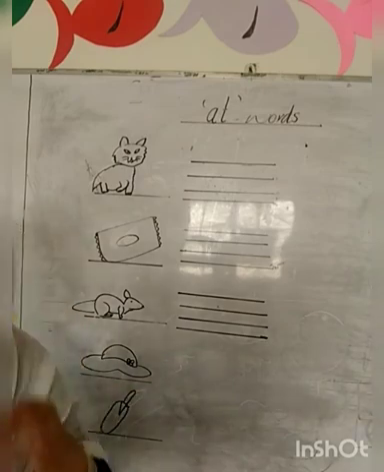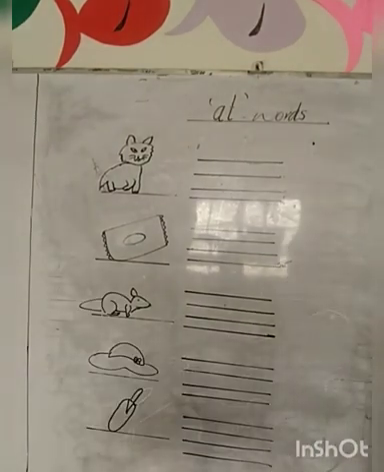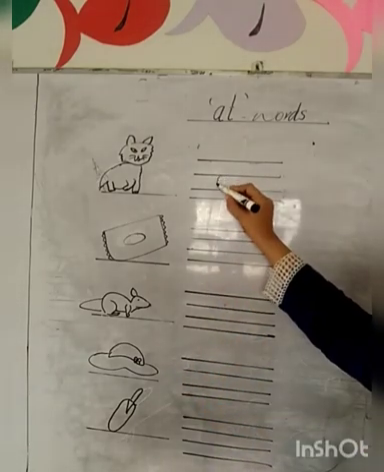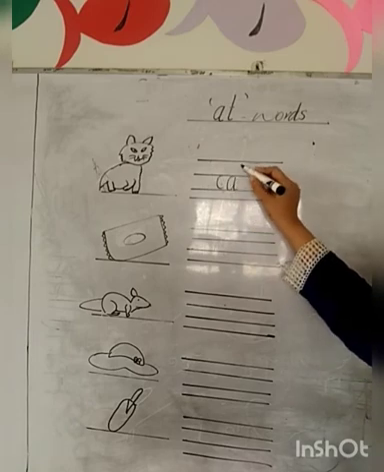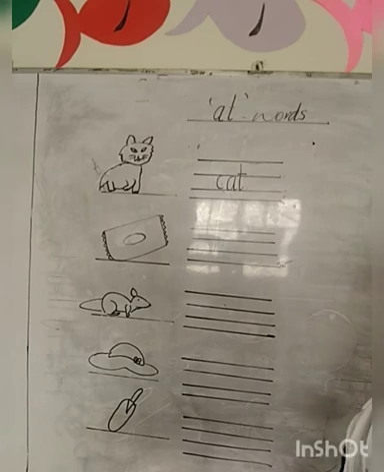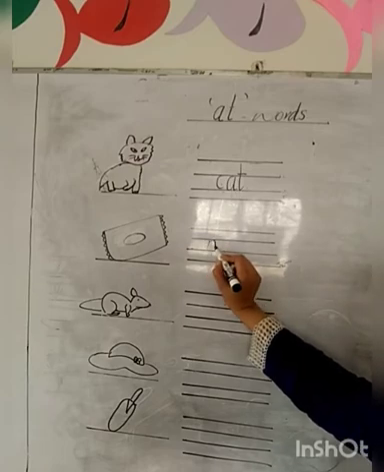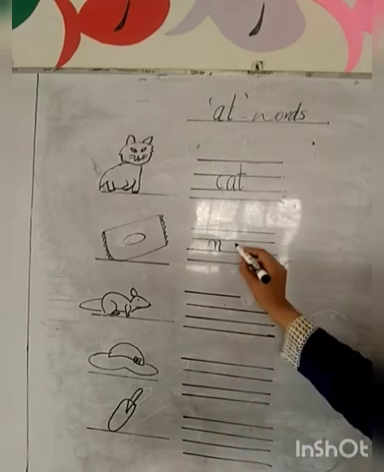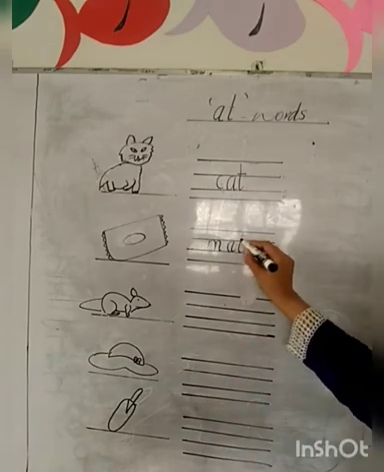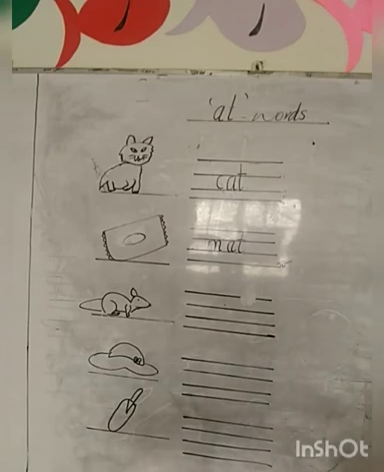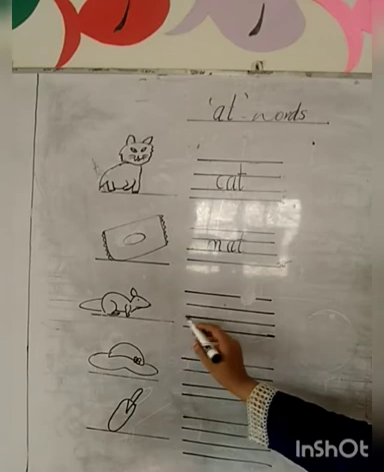You have four lines on your notebooks. Look at the pictures. Now we'll write cat first. K, A, T. What is this? Cat. Mat. At. What is this? Mat. Is it a dog? No. It's not a dog. What is this? It's a rat. R, first beginning sound. R, A, T. Rat.